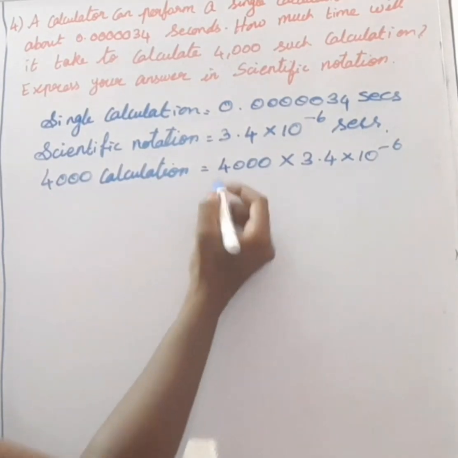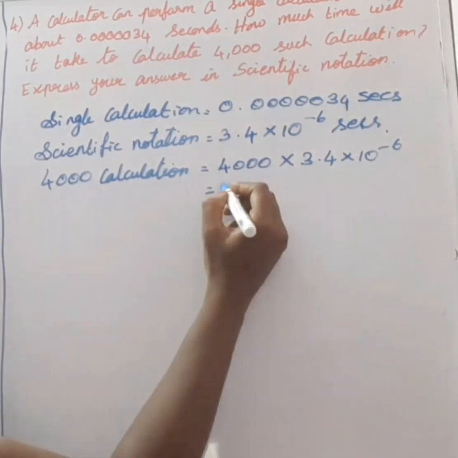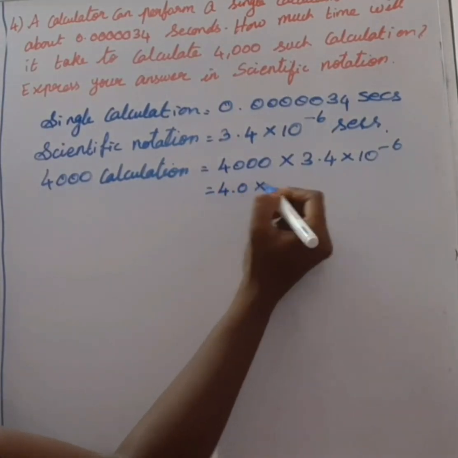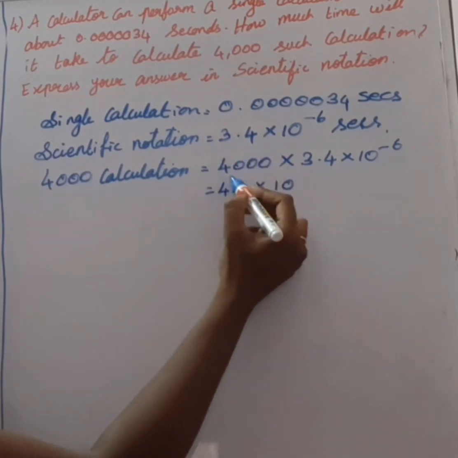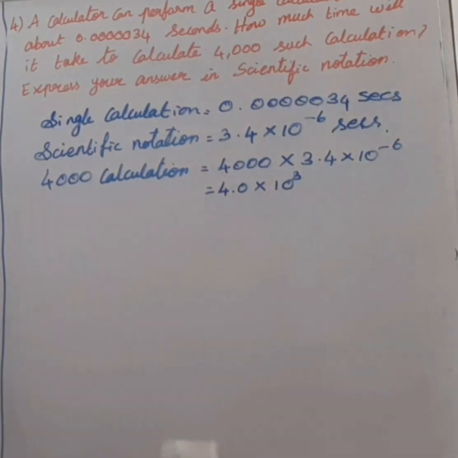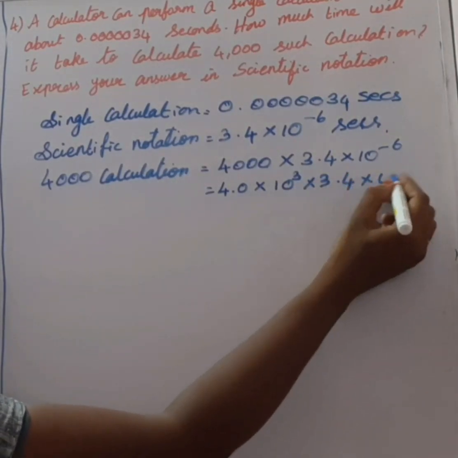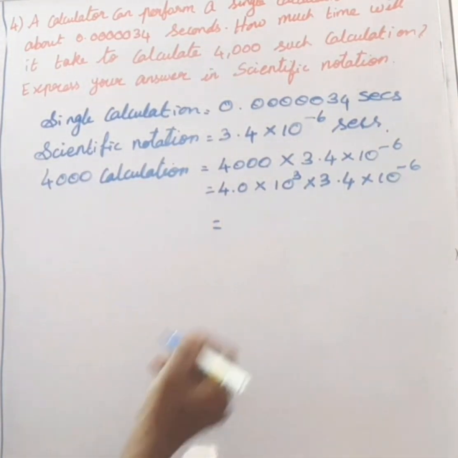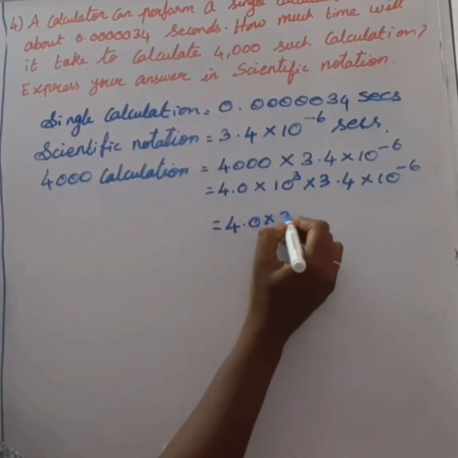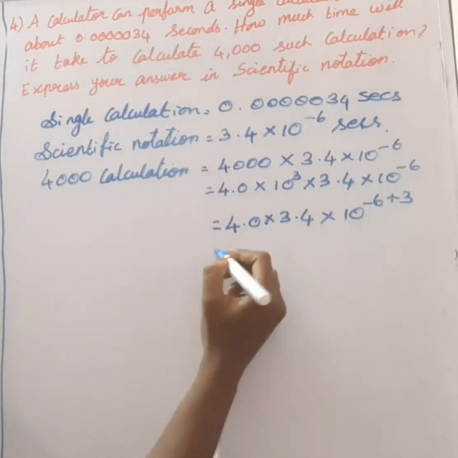First, we write 4,000 in scientific notation. We get 4.0 into 10 power 3, because it is a whole number so the power must be positive, into 3.4 into 10 power minus 6. Now add the powers. So 4.0 into 3.4 into 10 power minus 6 plus 3. So, what do we get?